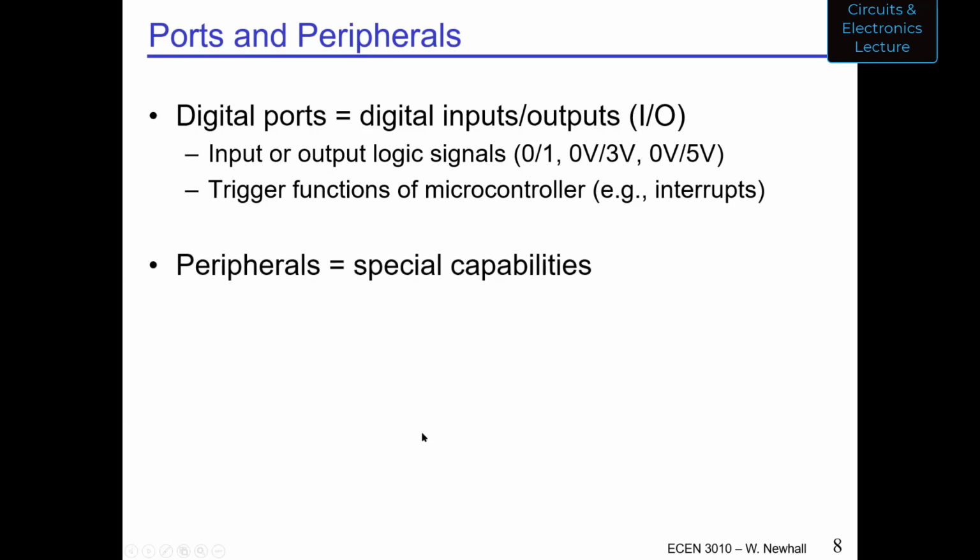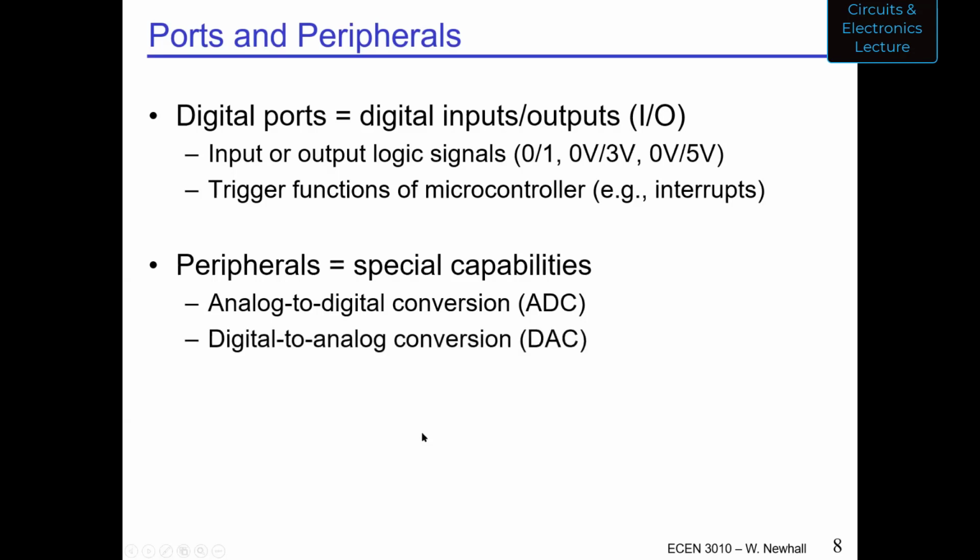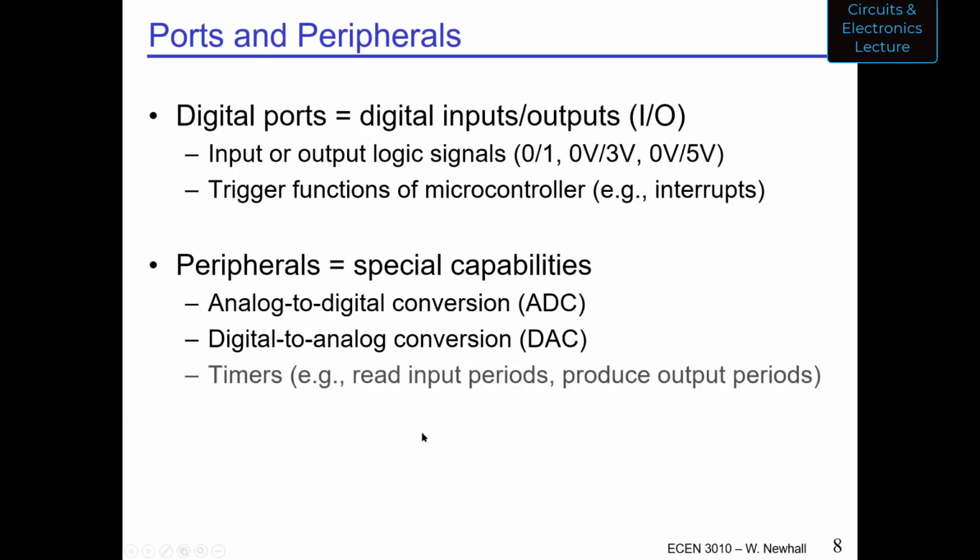The peripherals are generally special capabilities, and I mentioned this last time, like analog to digital conversion, which takes an analog voltage, continuous voltage, and converts it to a quantized voltage that can be represented with bits. There's digital to analog conversion. Take a number, a binary number, and convert it to a voltage, right? So you can do things like create audio waveforms or whatever.